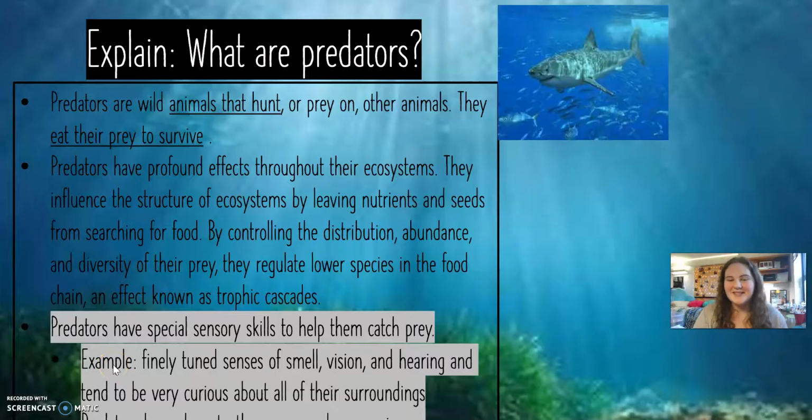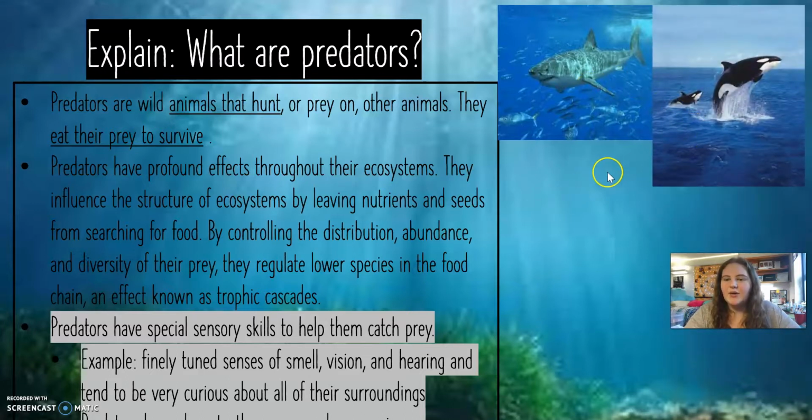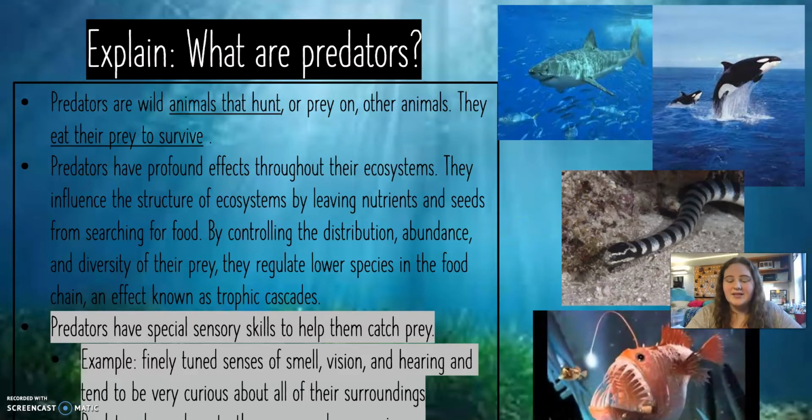All right, now back to the screen. I'm going to have some examples of predators up here on the screen. So here you see a great white shark. We see a killer whale, an orca. Does anyone know what this is? Yeah, it's a sea snake, which can be kind of scary. And does anyone know what this kind of fish is? Okay, that's just fine. So it is called an anglerfish.